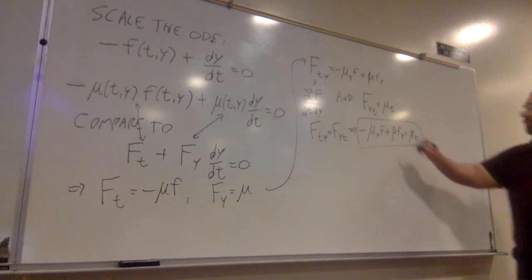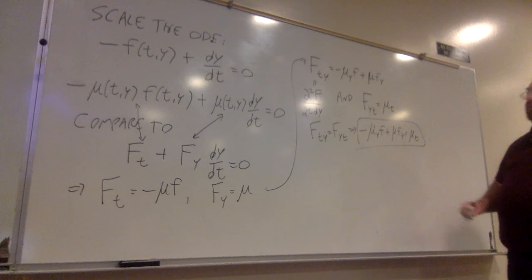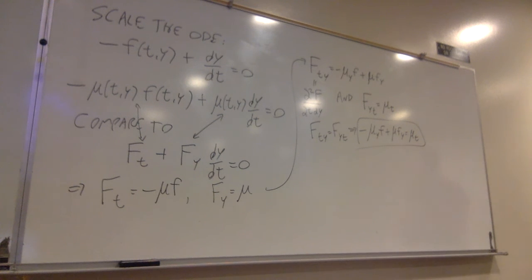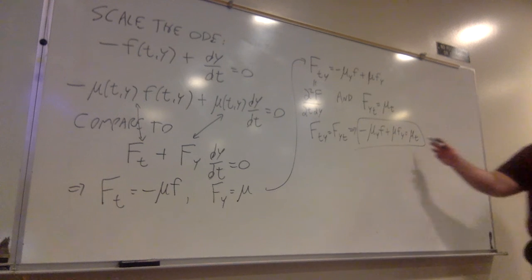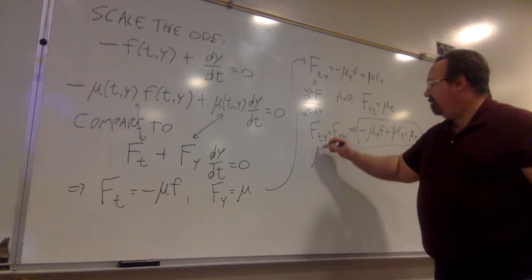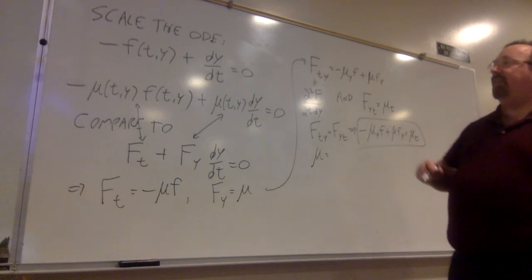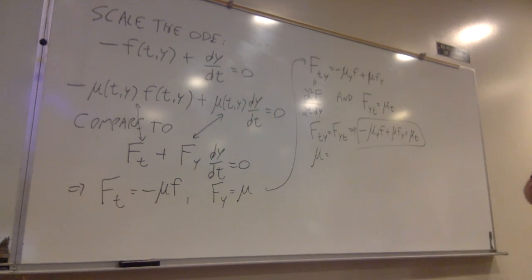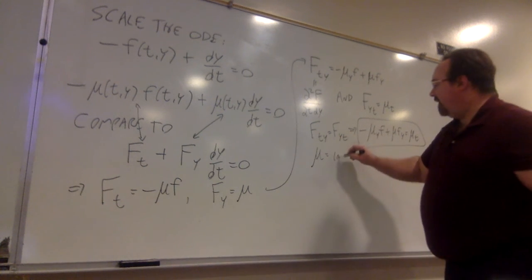And the nice thing about this is capital F is now out of the picture. I only have one thing to look for, because little f is given. I need to find a function mu that will satisfy that. So the term mu, because I used it to scale the equation, is called an integrating factor.